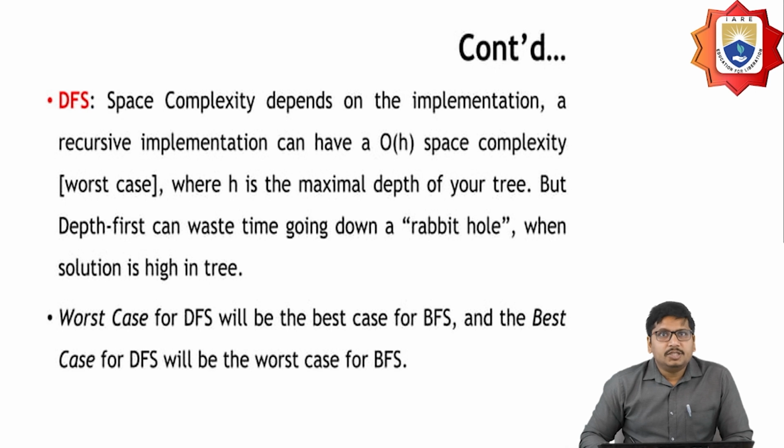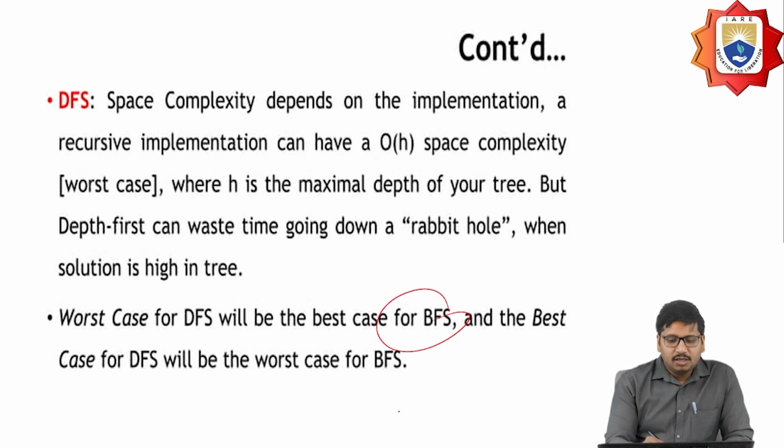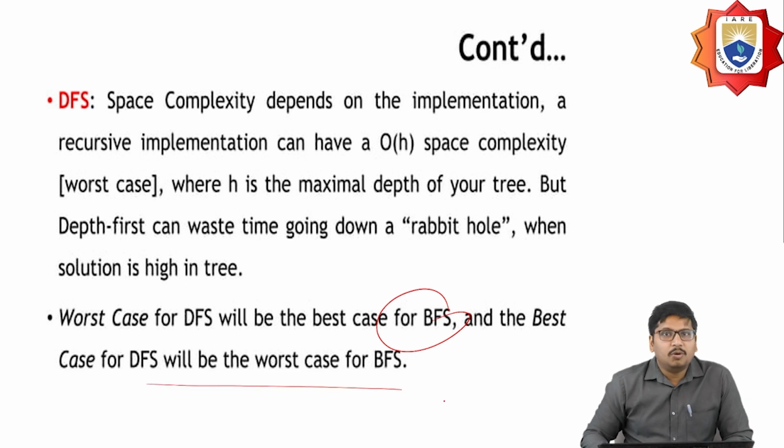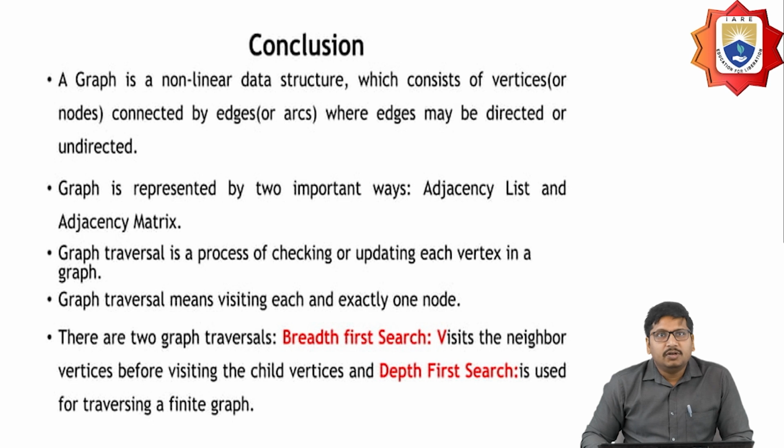So DFS space complexity depends on the implementation, a recursive implementation of that. We can have a big O estimate of space complexity, that should be worst case, where H should be the maximum depth of the tree, and the depth first search can waste time going down a rabbit hole, when the solution is high in the case of a tree. The worst case of DFS will be the best case of BFS, and the best case for BFS will not be the worst case for BFS. So hence I conclude this.